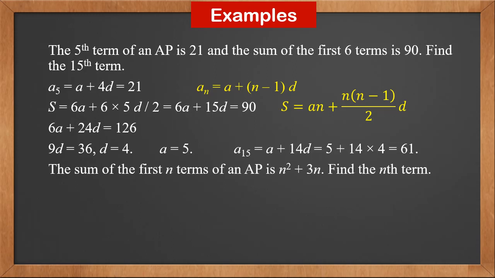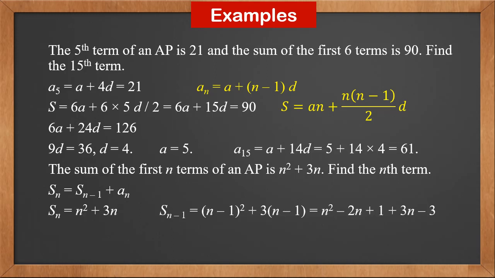The sum of the first n terms of an AP is n squared plus 3n. Find the nth term. We know the sum of the first n minus 1 terms plus the nth term is the sum of the first n terms. So Sn is Sn minus 1 plus an.